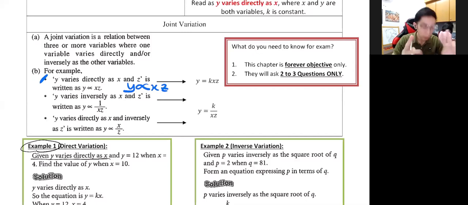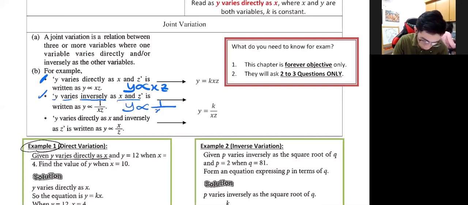And then if I say Y varies inversely, what is inversely again? 1 over. So it will be Y varies 1 over X, Z.